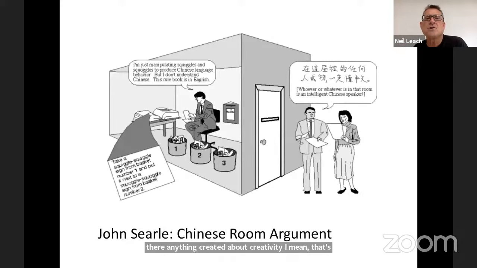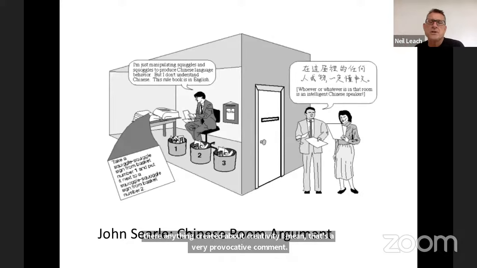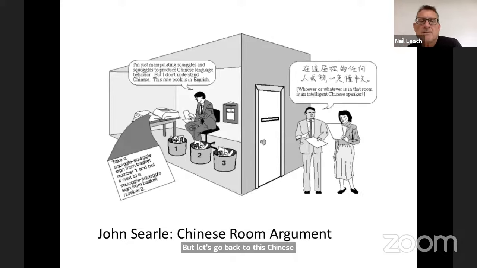That's a very provocative comment, but let's go back to this Chinese room experiment and think about what is being argued here. On the outside, as I mentioned before, there are these two Chinese people who think that somebody on the inside is a fluent Chinese speaker who's producing these texts. Actually, what's happening is simply information processing.